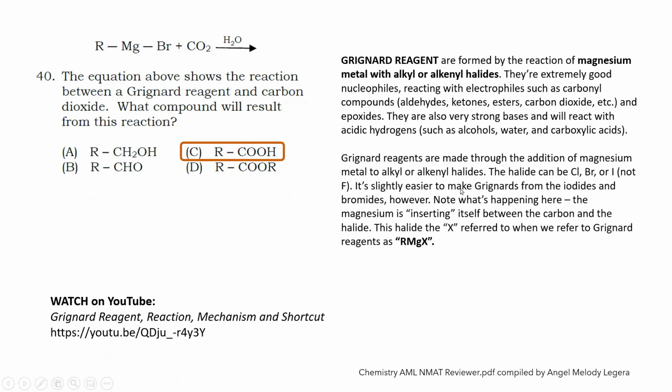And then, the halide can be chlorine, bromine, or iodine, not fluorine. It's slightly easier to make Grignard from the iodides and bromides, however. Note that what's happening here, the magnesium is inserting itself between the carbon and the halide. This halide, the X, so ito yung X dito, referred to when we refer to Grignard reagents as RMgX. So you can watch more videos na lang na separate para mas maintindihan nyo.